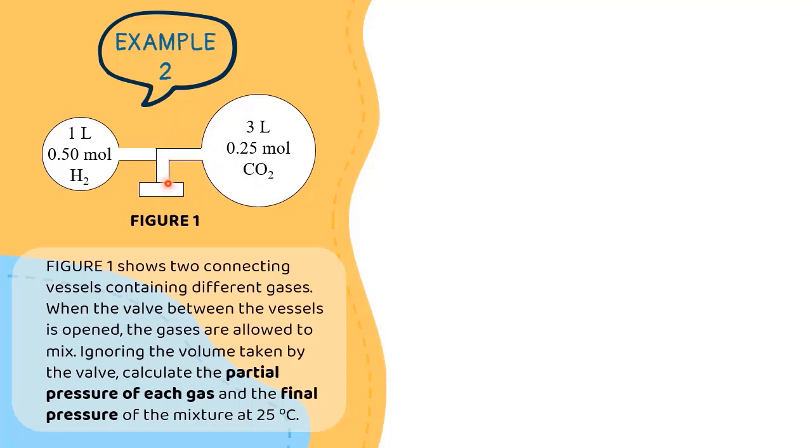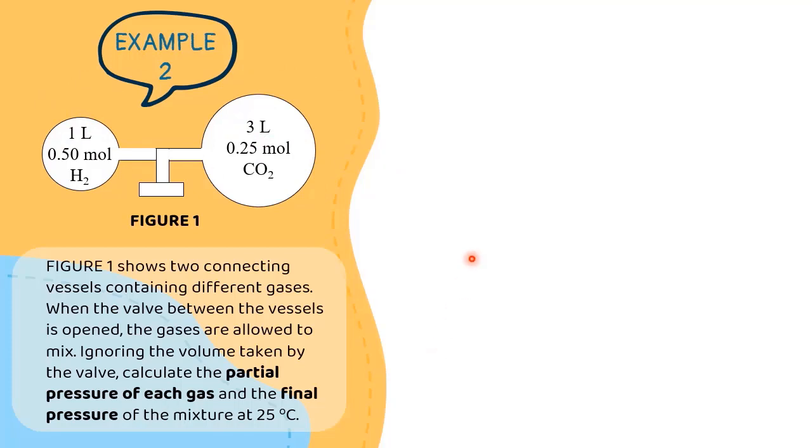The second example gives you a setting where two different gases are located in two different vessels. When the valve in between the vessels is opened, the gases are allowed to mix. You need to find the partial pressure as well as the total pressure at 25 degrees C. Remember, when you are going to find partial pressure, it means they must come from a mixture of gas. All the calculation should consider once the valve has been opened. So the volume will not be 1 liter and 3 liter separately. They will be 4 liter in total.